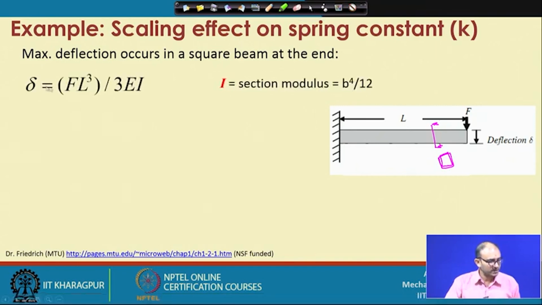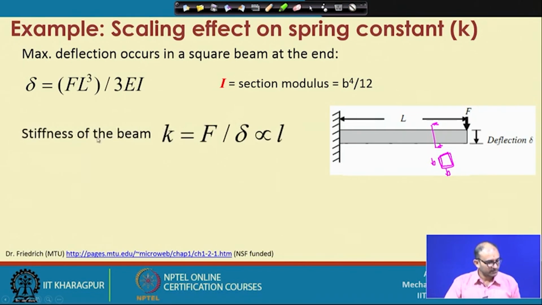What is the equation? Deflection will be F into L cube divided by E into I. F is the force applied here, L is this particular length, E is the modulus and I is the section modulus. Consider this is a square, so both dimensions are B, which is why it is B raised to 4 divided by 12. And the stiffness of the beam is given by the force divided by deflection, and this is the equation.